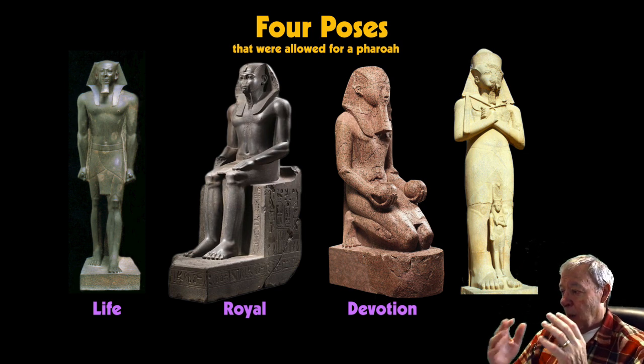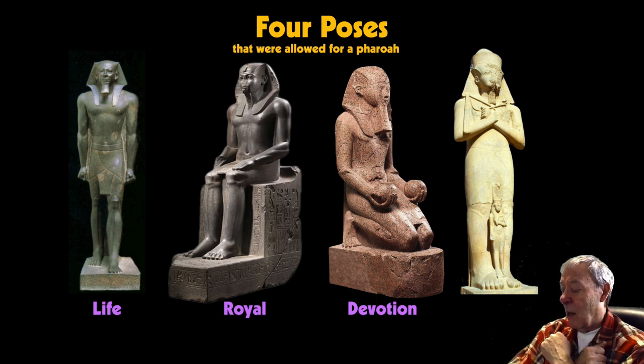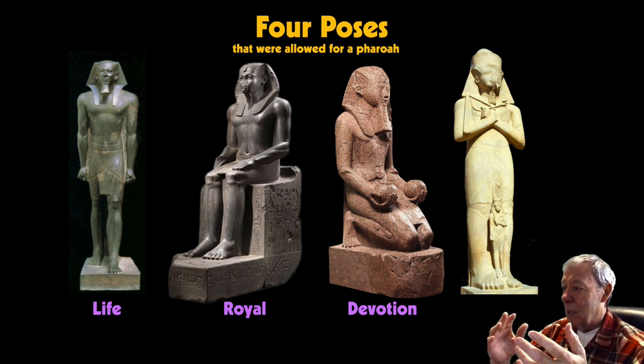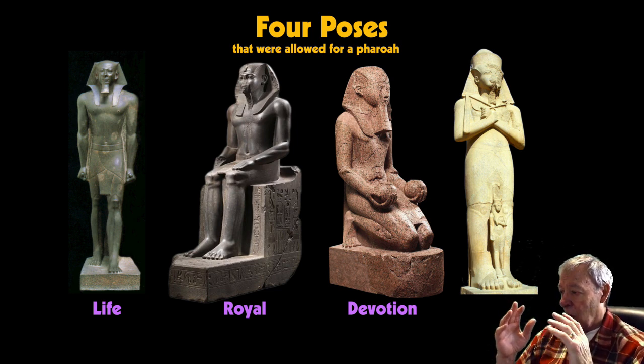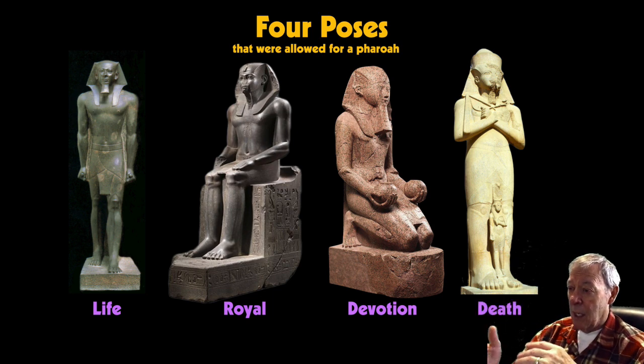And then you can perhaps guess what the last one is. The Pharaoh is standing with his arms crossed over his chest. This is the royal pose that mummies would be placed in a tomb. And then if you look at the feet, they are together. So no more life, no more movement. So this is the death pose. These are the 4 poses in which the artists were allowed to portray pharaohs.